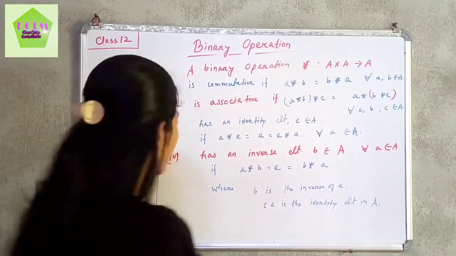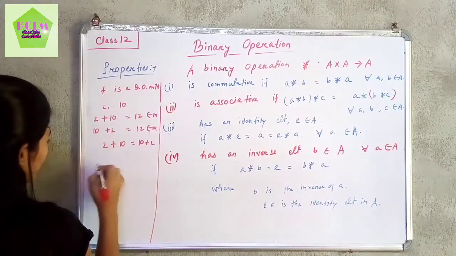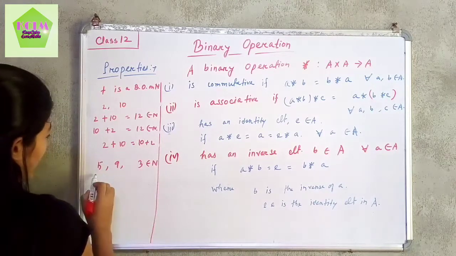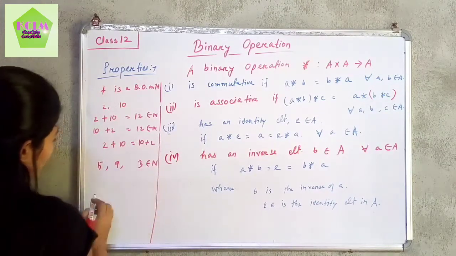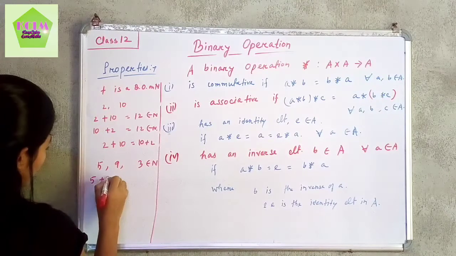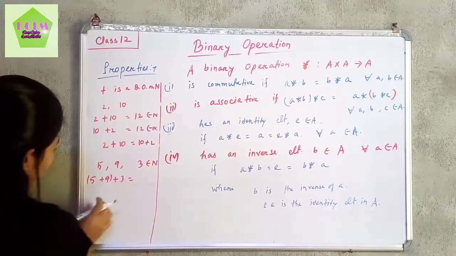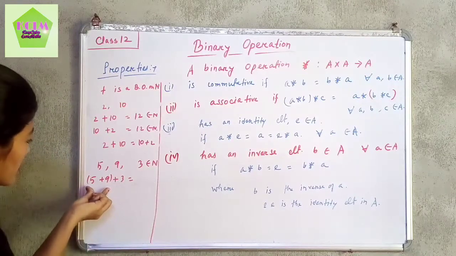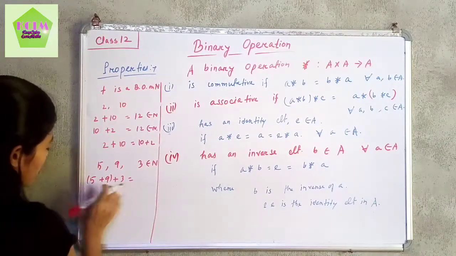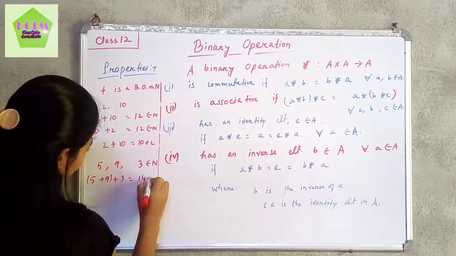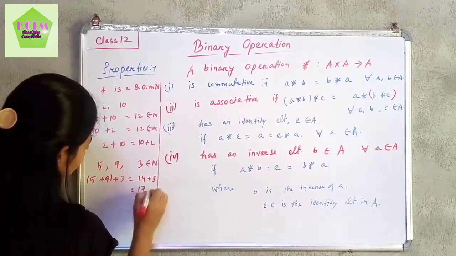So let us take three elements 5, 9 and 3 belonging to N. Now 5 plus 9 plus 3. First of all, since here is the bracket, 5 plus 9 is 14, plus 3 equals 17, and 17 is a natural number.